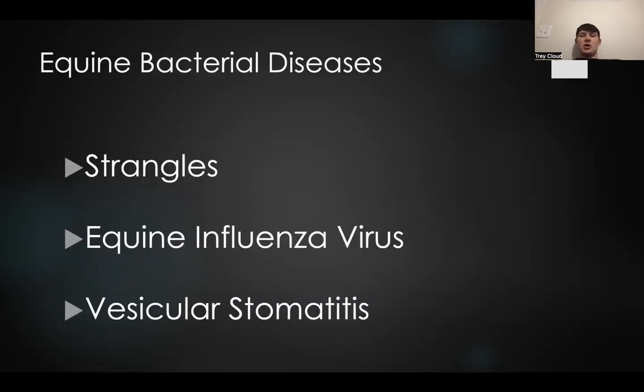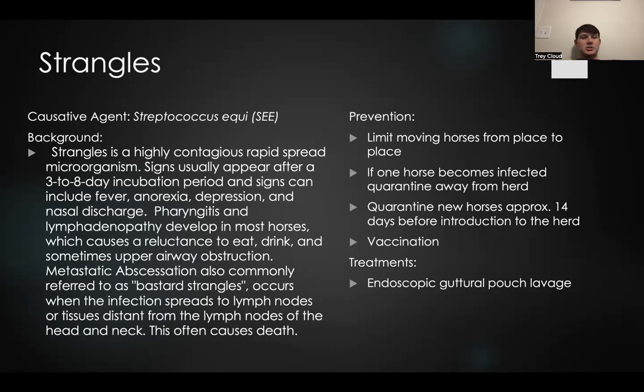And then there are a lot of equine bacterial diseases, but the ones that I'm going to talk about today are some really common ones. There are strangles, equine influenza virus, and vascular stomatitis. So the first one we're going to talk about is strangles. It's the most common, and the causative agent for strangles is Streptococcus equi, or it's also known as SEE.